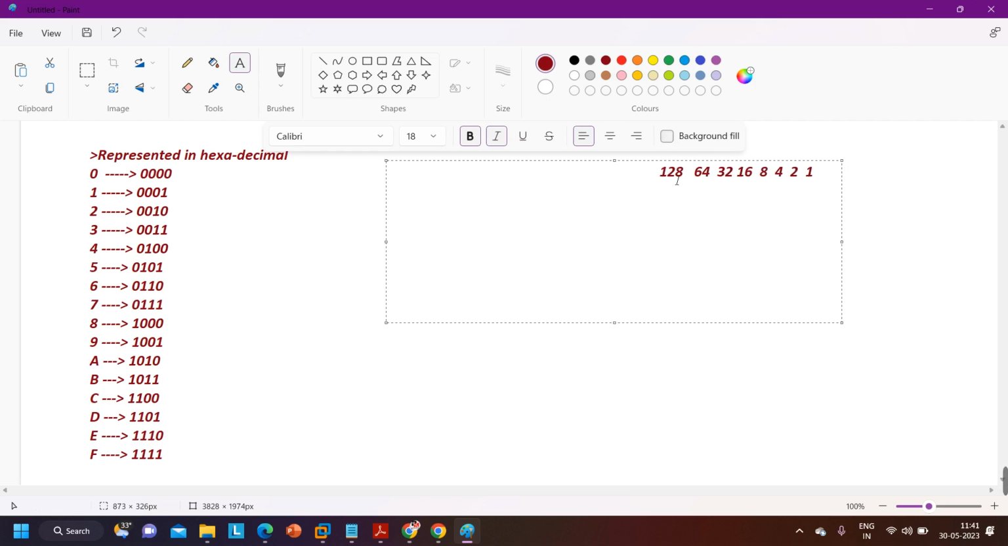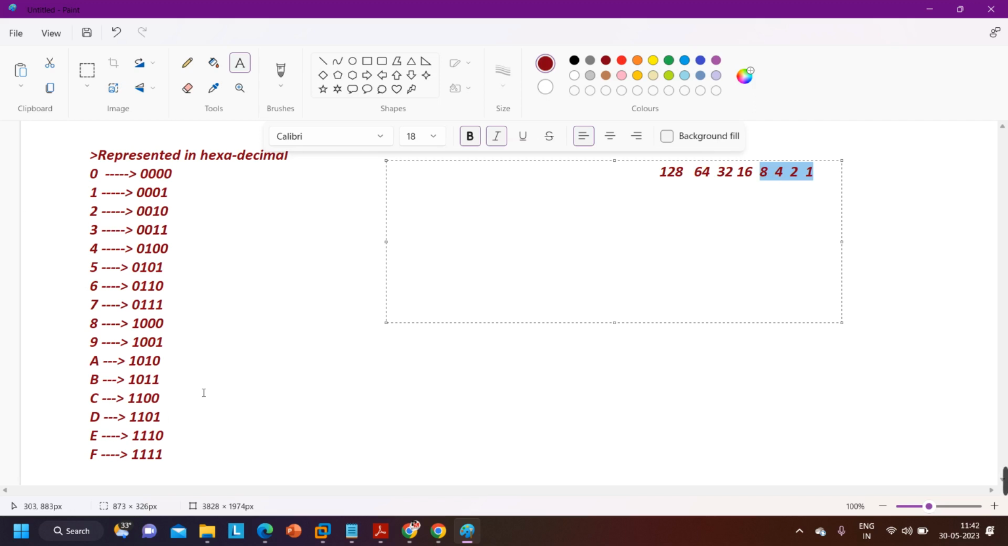This one is 8 bits: 1, 2, 3, 4, 5, 6, 7, 8. But we need only 4 bits to represent a hexadecimal character. Only these 4 bits. Yes or no? Because my minimum value in hexadecimal is 0 and maximum value is F.